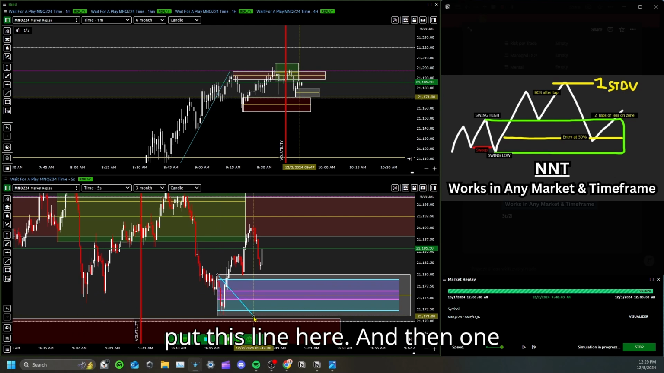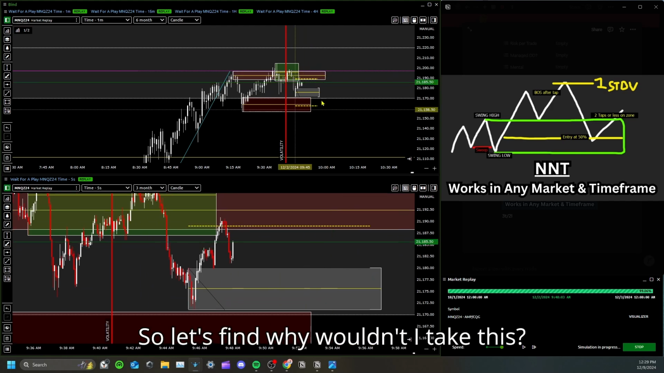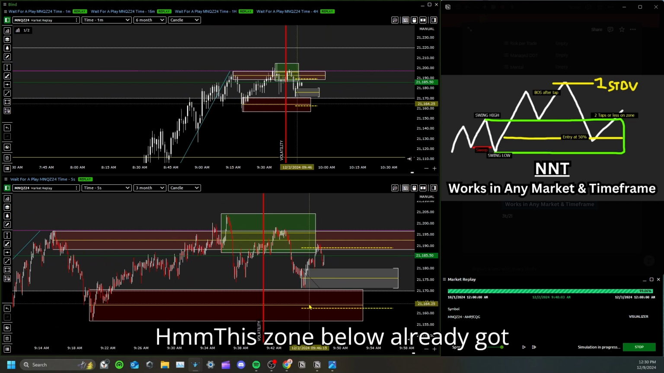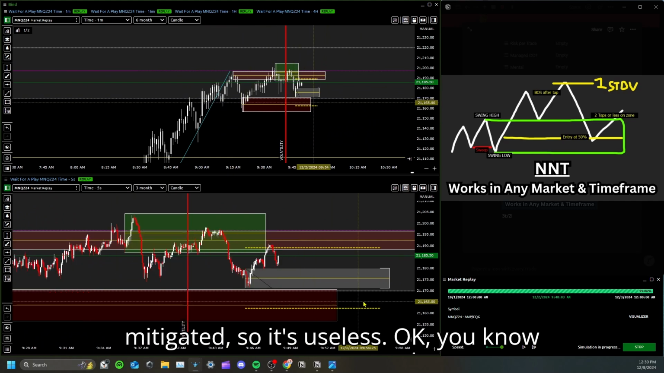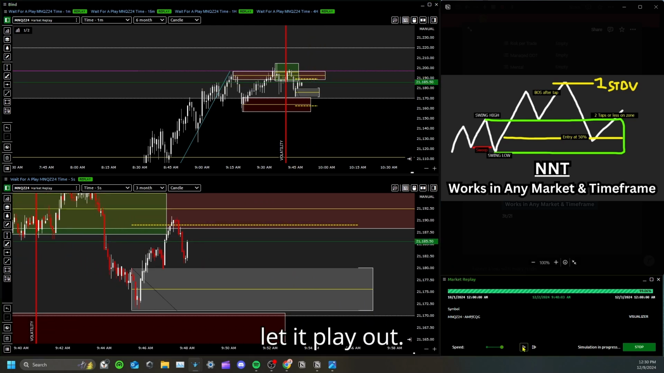Let's put this line here. And then 1 SCDV. And it did. So let's find, why wouldn't I take this? This zone below already got mitigated, so it's useless. Okay, you know what? I might take this trade. Let's let it play out.